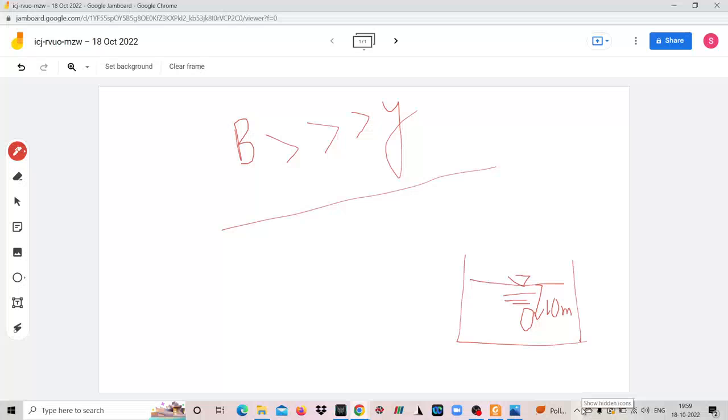How much force has to be applied from the top? What is the magnitude of the force that is to be applied on the balloon so that it will be submerged at a distance of 10 meters? Okay, means it will not move.